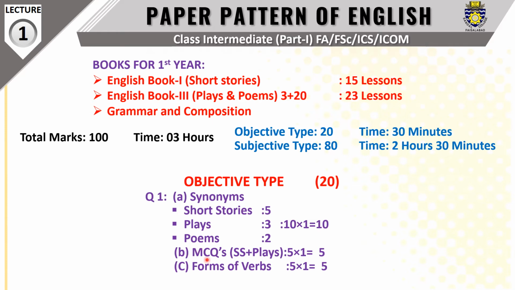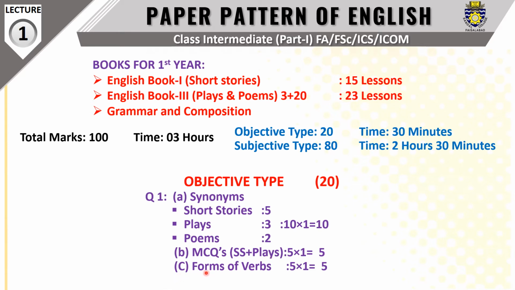Part B, multiple choice questions, MCQs. MCQs are selected from short stories and plays only. No MCQ is selected from poems. 5 MCQs are given. Each MCQ is given 1 mark, so 5 marks for MCQs. The question of MCQs may be, a sentence is given, there might be a blank space. You are to fill the blank space from the 4 options that are given under the sentence, or you may be asked a simple question, a simple word in that MCQ.